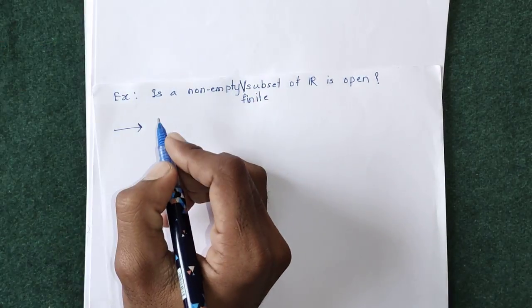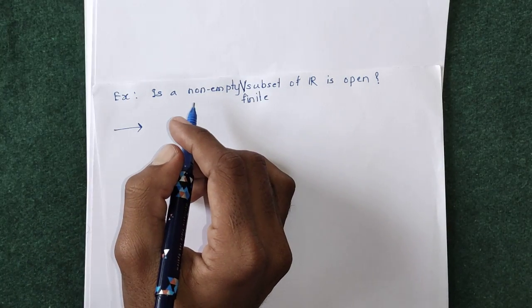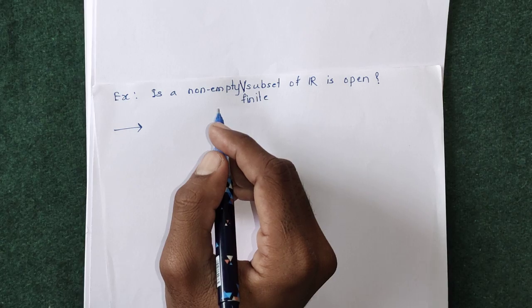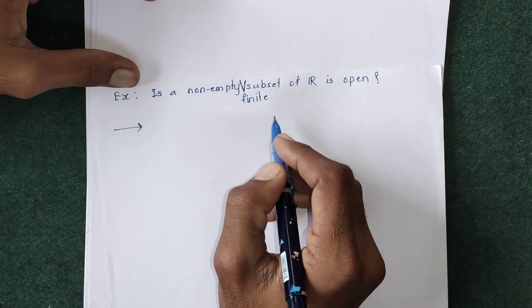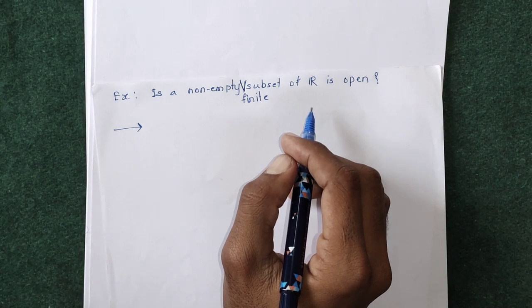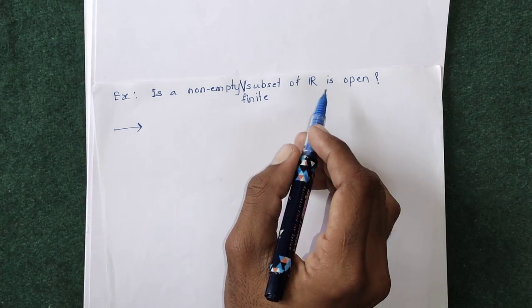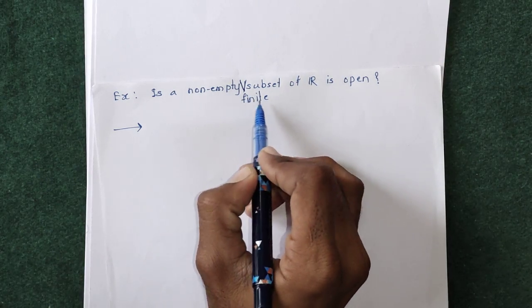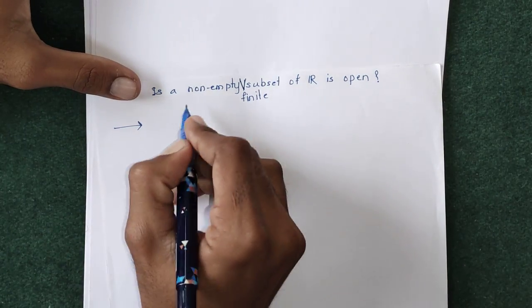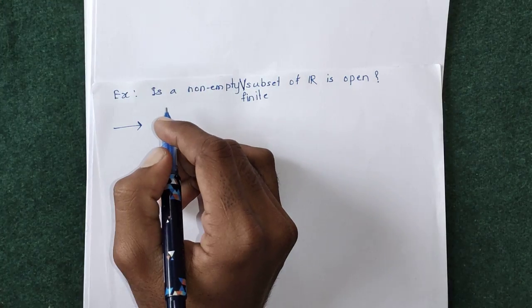By a previous theorem we have seen that a space without finitely many points is open, that is, the metric space excluding a finite number of elements, the remaining set is an open set. But in R we have to check whether a finite subset of R is open or not. So for that we will take one finite subset of R.